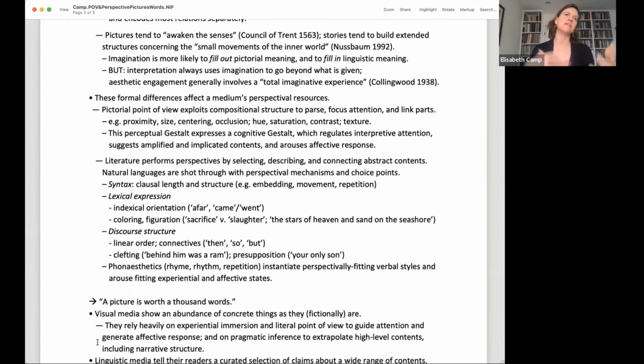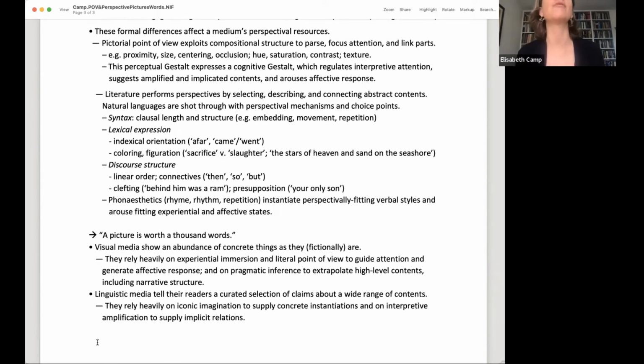So given these claims about the different ways in which imagination is likely to be harnessed by different media depicting what is in some important sense the same scene, what can we say about how that will in turn affect the perspectival resources that those media bring to bear? What I want to say, and this shouldn't be very surprising, is that pictures really use literal point of view. They exploit compositional structure to guide interpretation by parsing, focusing, and linking parts of the scene.